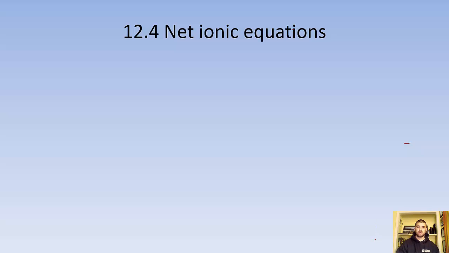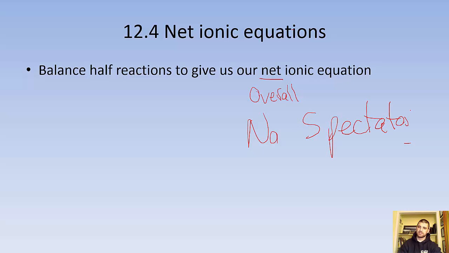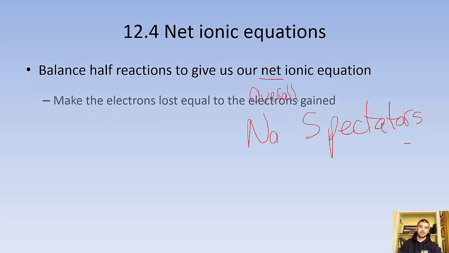Mr. Ron here, looking at 12.4 net ionic equation. So what we want to be able to do is balance half reactions to give us our net ionic equation. Just to clarify, remember net means overall. So it's not going to have any spectator ions. Spectators aren't anything that's actually involved. It's the same before and after, so our net reaction isn't going to involve that.